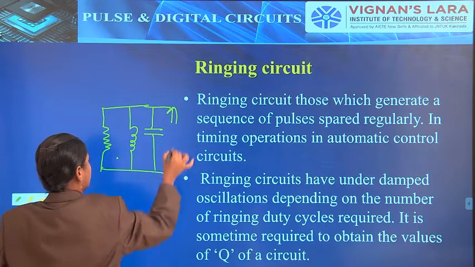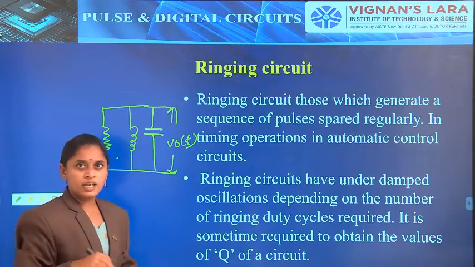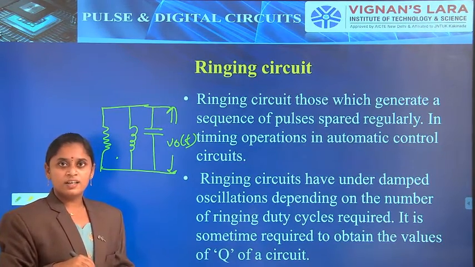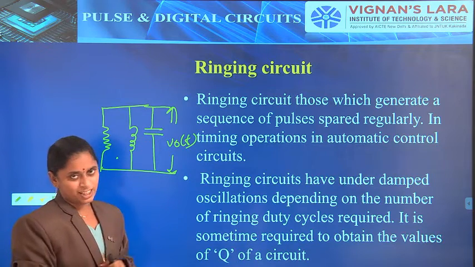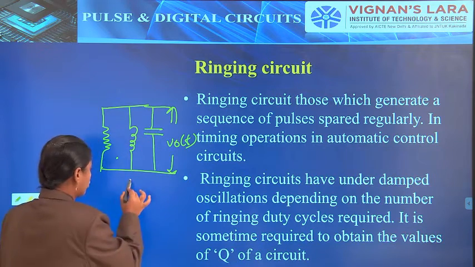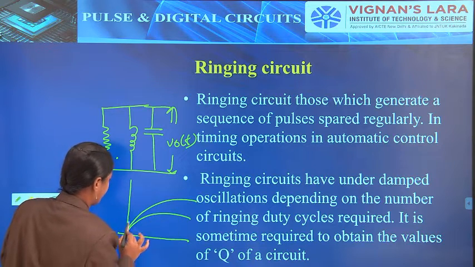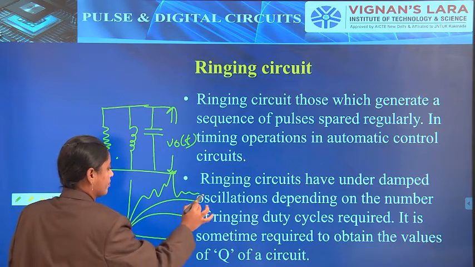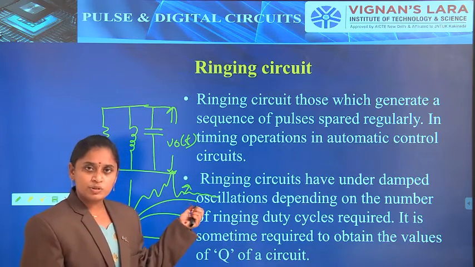So this is the output V naught of t. In this condition it produces the ringings, nothing but oscillations. The output is like this. At the overcompensated level, it produces the ringing.